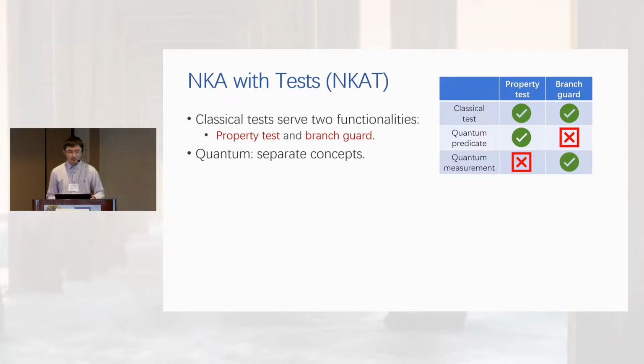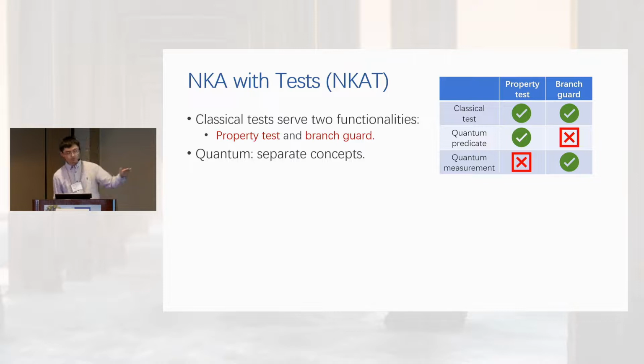We can also further characterize quantum programs by introducing tests to NKA. Like what has been done for Kleene algebra with tests, they have encoded classical tests with Boolean algebra. Classical tests actually serve two functionalities. The first is the property test, and the second is the branch guard. However, for quantum programs, these two roles are fulfilled by two different concepts.